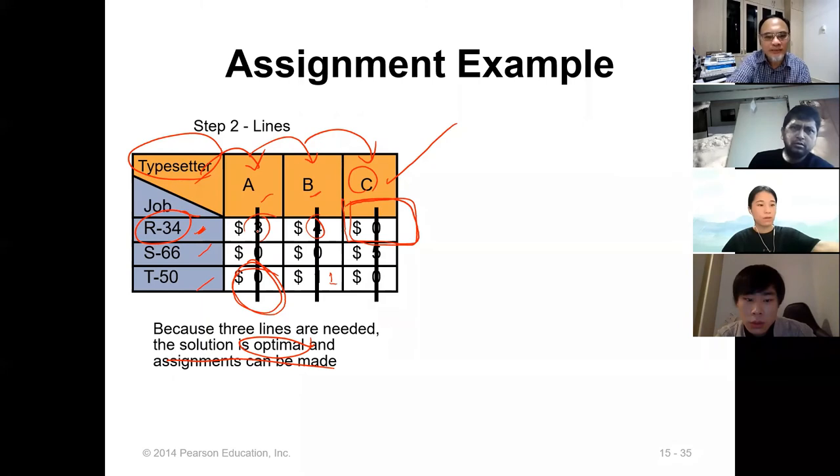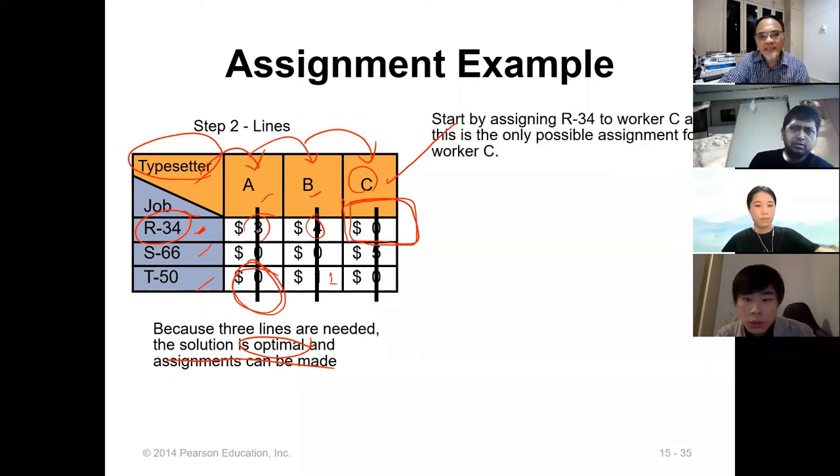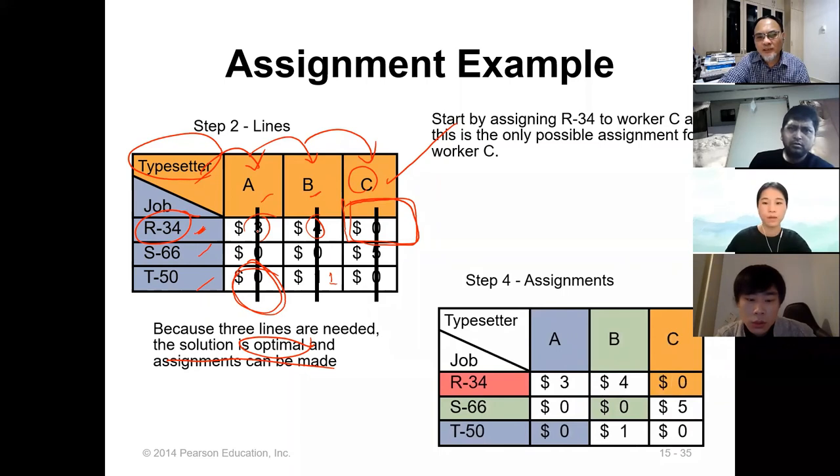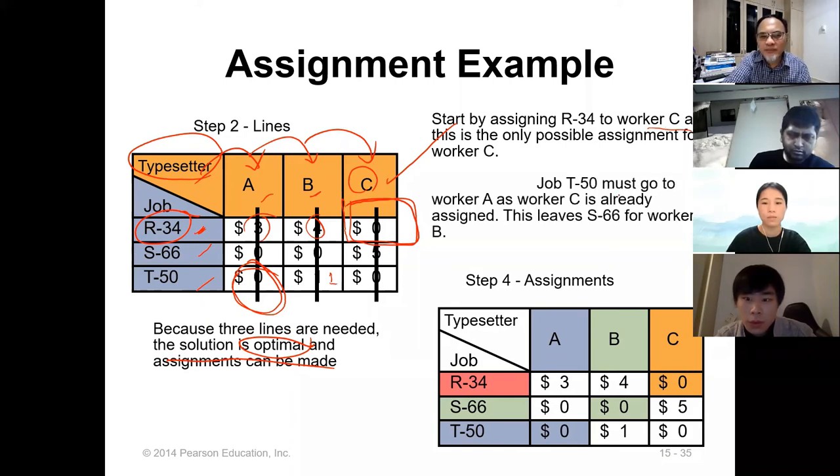So the final solution is this. The final assignment, assigning the work. Start by assigning R34 to worker C, as this is the only possible assignment for worker C. Worker C cannot do other things because it's costlier. Job T50 must go to worker A, as worker C is already assigned. And this leaves S66 for worker B. So the assignment is R34 to C, S66 to B, T50 to A.